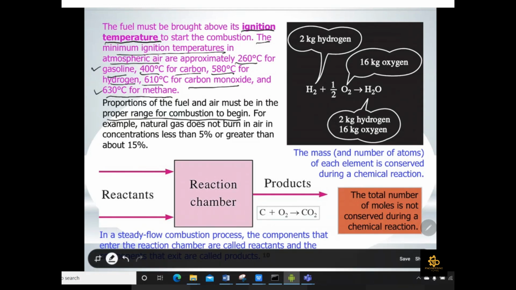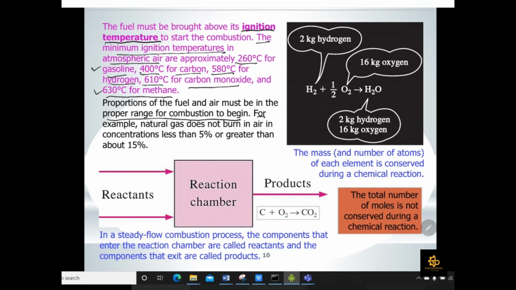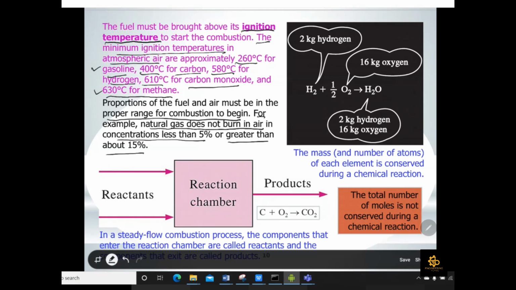Whenever we produce the combustion process, we have to supply a specific amount of air. We cannot supply less air, and we also cannot supply extra air. For example, natural gas does not burn in air at concentrations less than 5%, and it also cannot burn at concentrations greater than about 15%. So there is a specific ratio which we will discuss in the next slide.